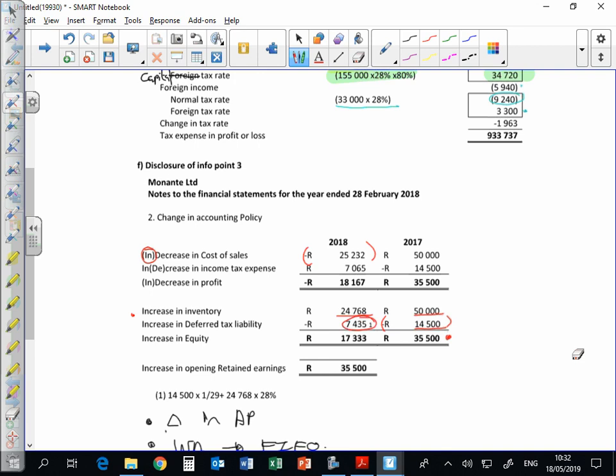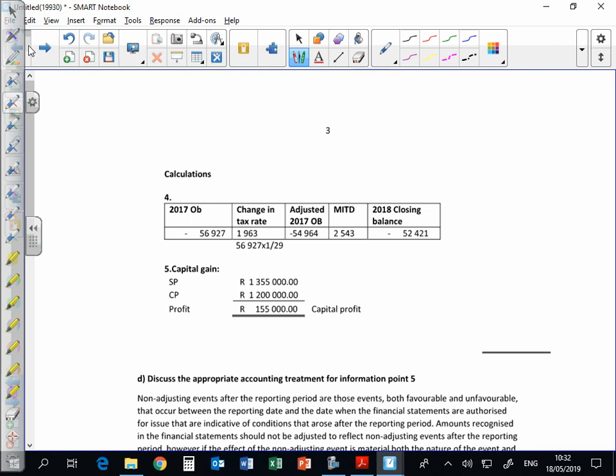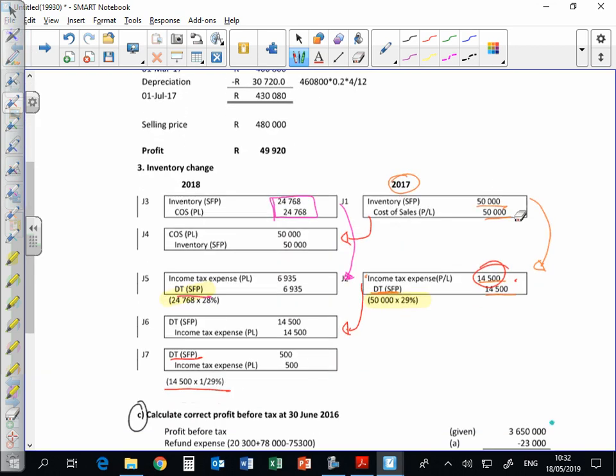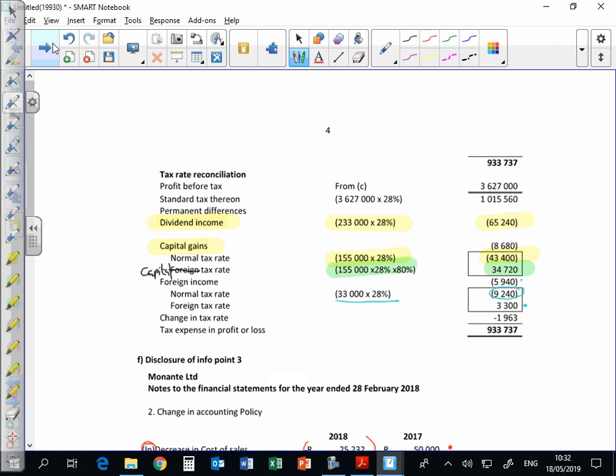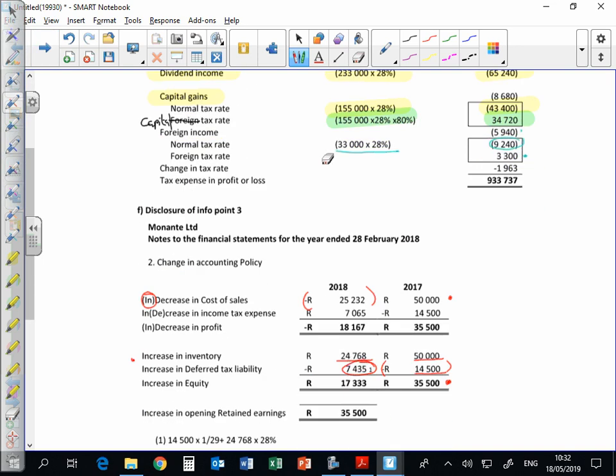Let's just quickly jump back and do our cost of sales side of things. For 2017, if we look at our journals, there was only that one journal entry where we debited cost of sales. So all we had for cost of sales was a decrease in cost of sales of 50,000, which increases my profit before tax, and the tax effect of 14,000. Everyone still happy? All right.